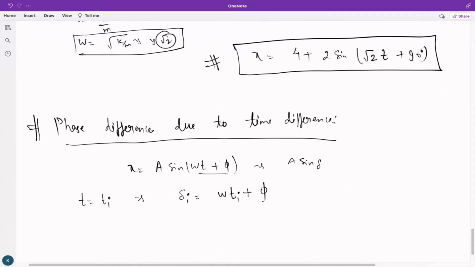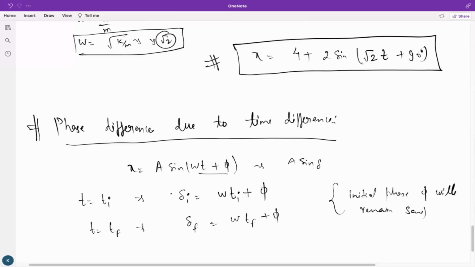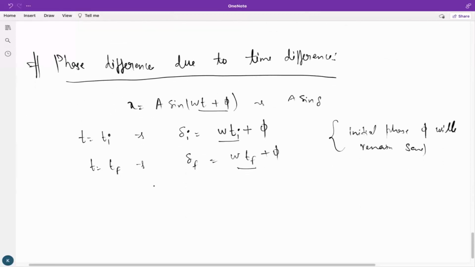Okay. So this is for time t is equal to t initial, and for t is equal to t final, our phase will be del final, and it is equal to omega t final plus phi. The initial phase phi will remain the same. But there is a phase difference, right? Due to omega into t. We are taking two different values of t.